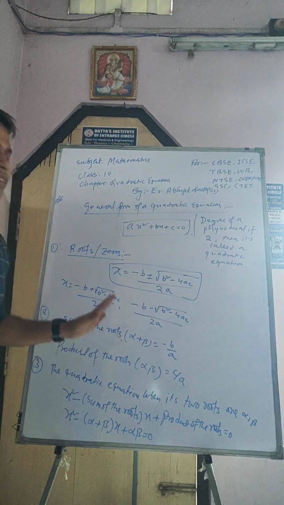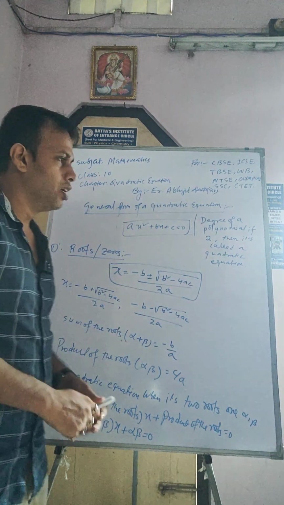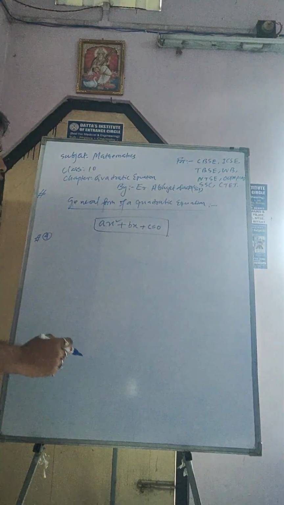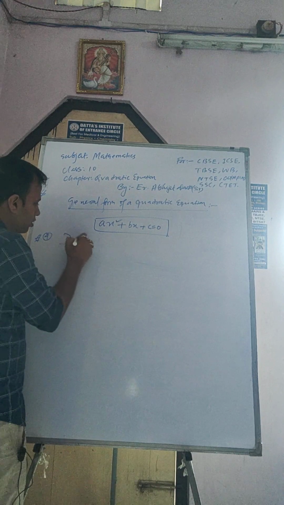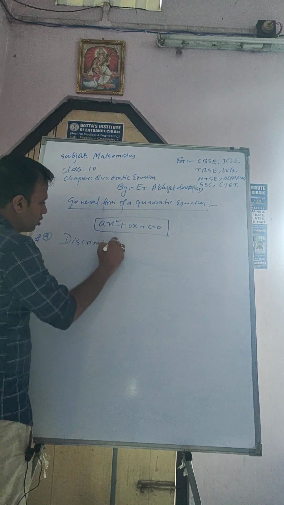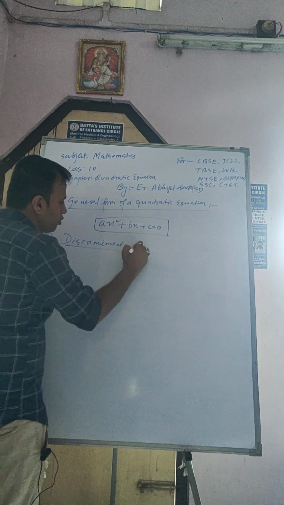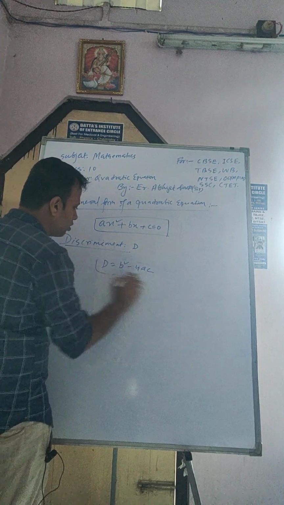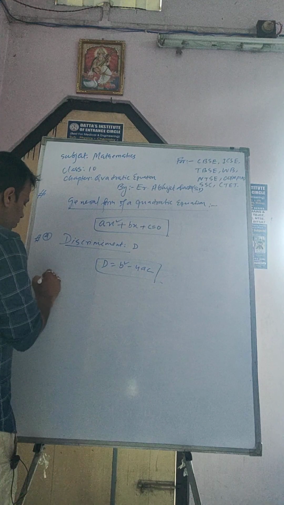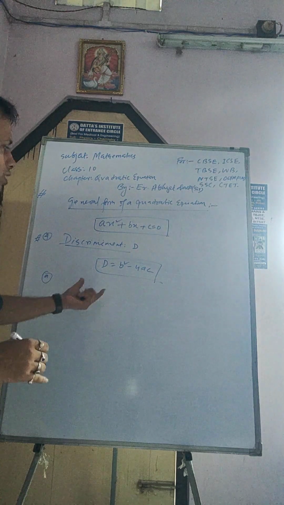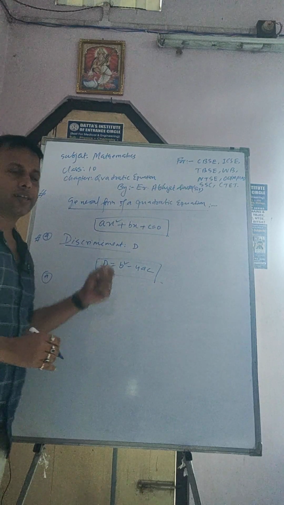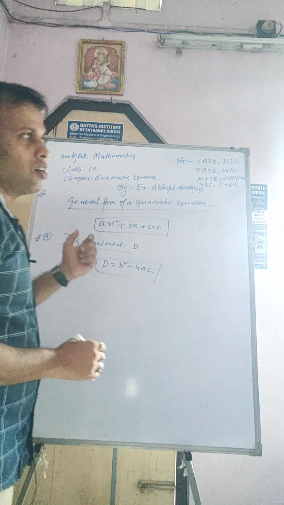Okay, so these are the formulas. Another formula is the discriminant. So the number 4 formula is the discriminant. It is denoted by D, and b square minus 4ac is known as the discriminant. According to the discriminant value, we can easily find out whether the roots are real or unequal or imaginary.